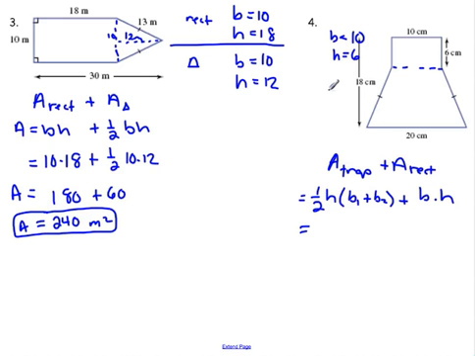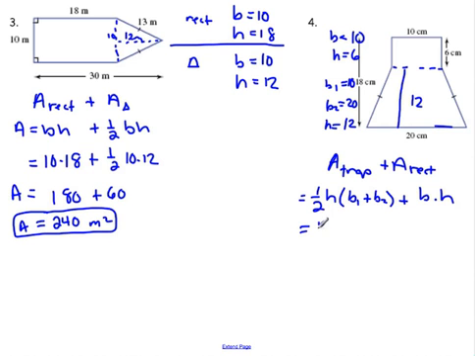For our trapezoid, base 1 would be 10. Base 2 would be 20. That's just down here. And then we need a height. Well, the whole height is going to be 18, and this height is 6. So this part right here is just going to be 12, because 12 plus the 6 gives me the entire 18, so it's going to be a height of 12.